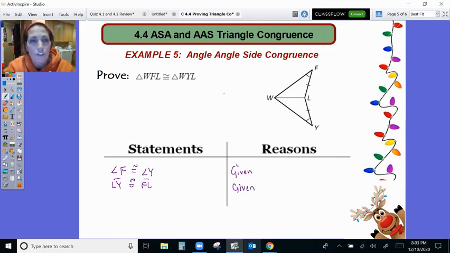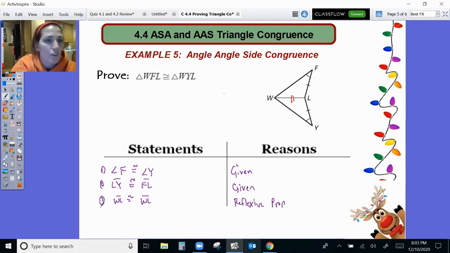Now I have to try to find that 3rd piece. So I can see that this piece right here is congruent to itself, right? So we got 1, we got 2, 3, WL is congruent to itself, WL, and that is my reflexive property. Sorry, I can't write very well on this. And then I want to try to show that my triangles are congruent. So let's see. If we start with W and go LY, triangle WLY congruent to triangle WLF.